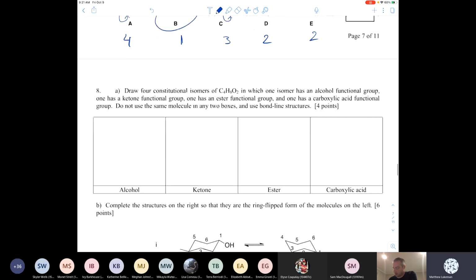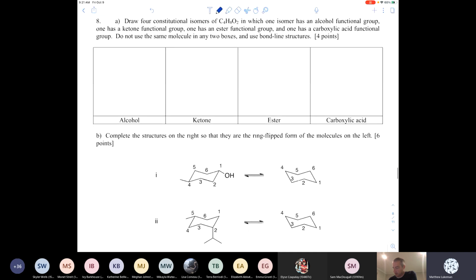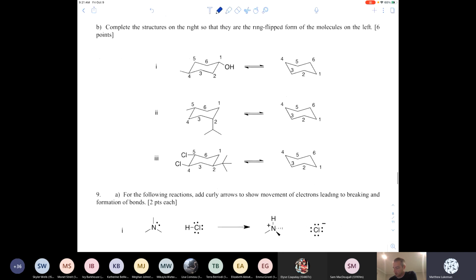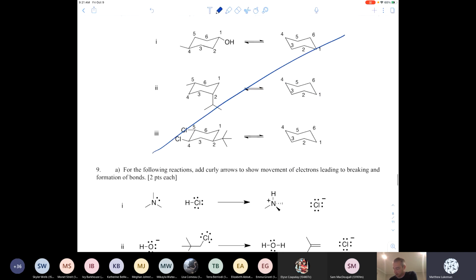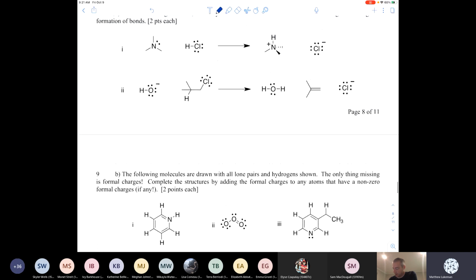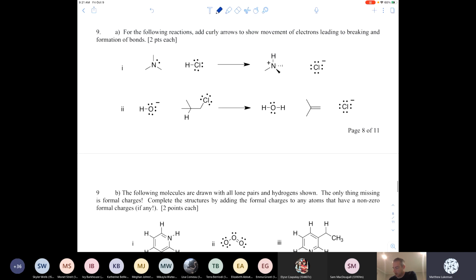Drawing isomers is a good one for you guys to try. We didn't get to that yet. I like question 9, which is drawing curly arrows to give the reaction that we see on the right. So I'm not even telling you what the reaction is.